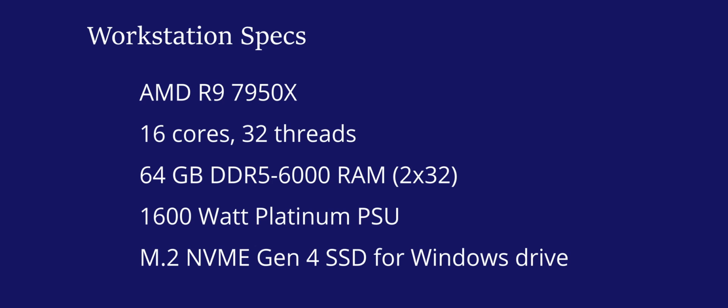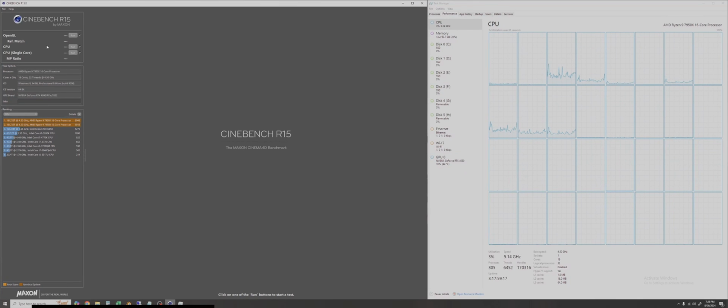In my workstation, I have an AMD R9 7950X, which is 16 cores and 32 threads. I currently have 64 gigs of DDR5 RAM and a 1600 watt power supply. Windows is installed on a Gen 4 M2 NVMe solid state drive. Now I'm going to run through the same Cinebench tests on this machine.